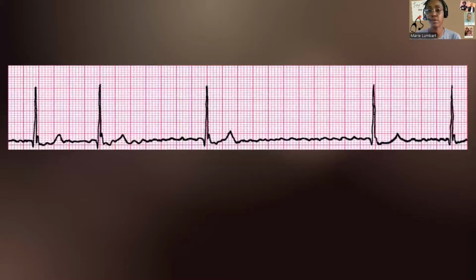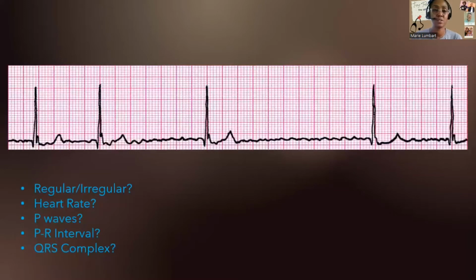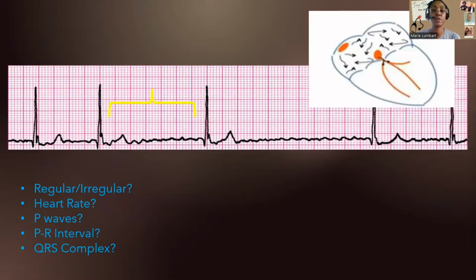So a brother of A flutter is here. Let's start. Is it regular? As you can see, this rhythm is very irregular. Our heart rate is about 50 beats per minute. We cannot identify a P wave because the atrial baseline is just shaking, just trembling. Everything else, we cannot calculate our PR interval. Our QRS is nice and small.